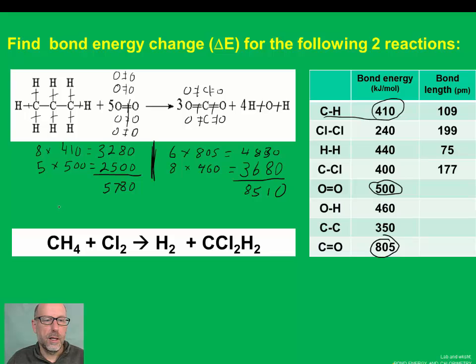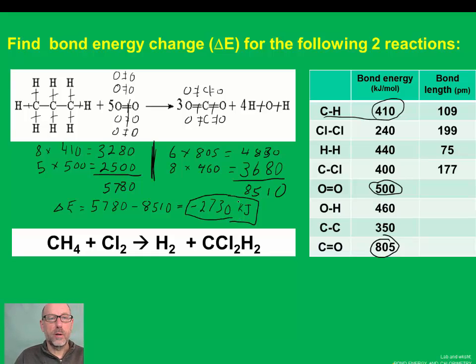So the delta E is broken 5780 minus formed 8510 equals negative 2730. 2730 kilojoules per mole of molecules that are formed.